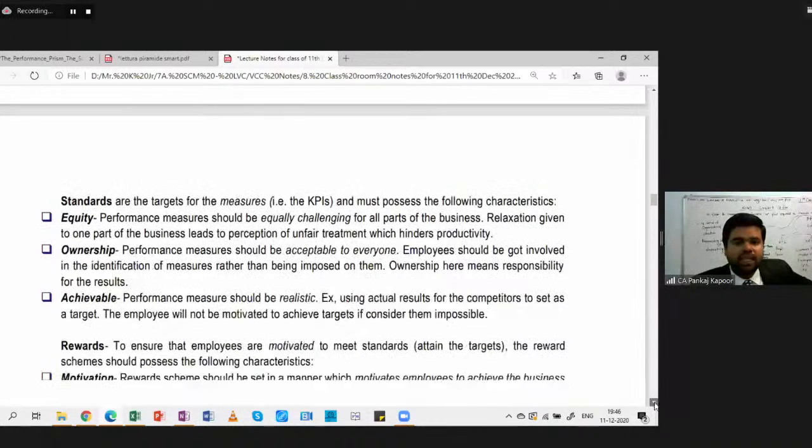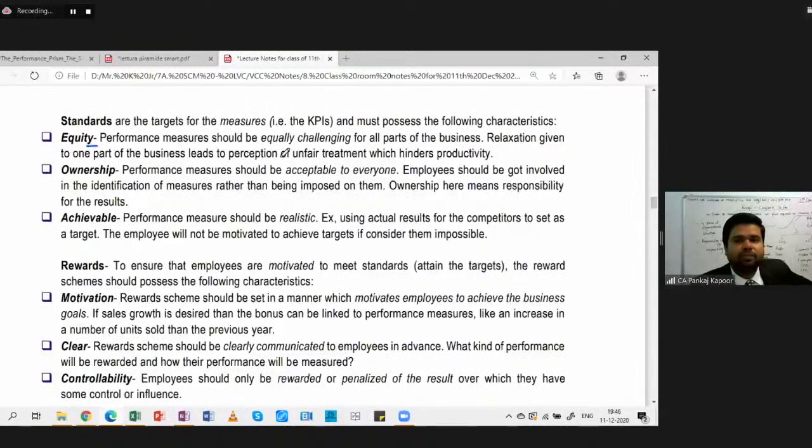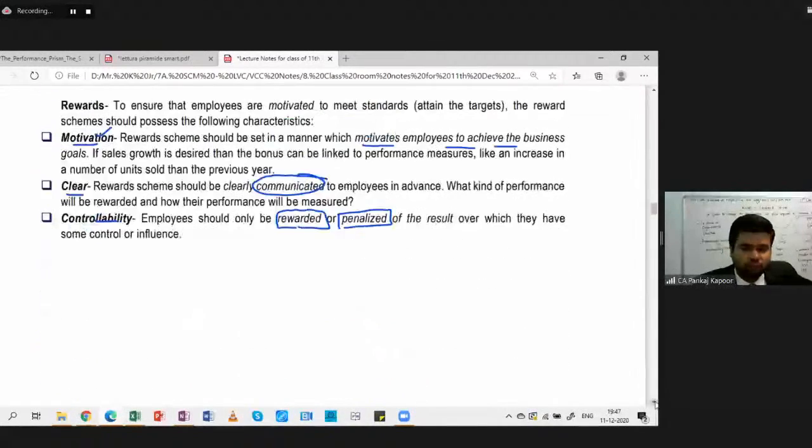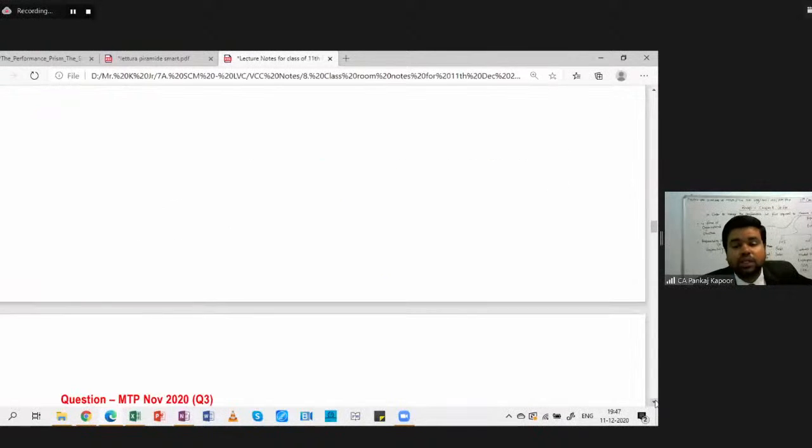Further on, the meaning of all the three characteristics is explained here: equity means equally challenging for all. Ownership means the person to whom you give the target, it must be acceptable to him. Then achievable means that it must be realistic. It should not be too high or low. Then motivational, the reward shall be motivational. Why shall it be motivational? So that the employee feels always high and does the best of his effort in order to attain the targets. Then it must be clear, because a clear reward can give real motivation. Then controllability, in order to ensure that a person will be rewarded only for the good thing he did and penalized only for the bad thing he did. He will not be penalized for the bad thing done by others or as part of the group. Okay, so this thing is quite clear to you, and I tried to explain it with the help of this model.